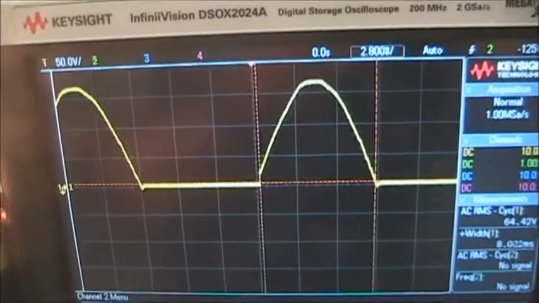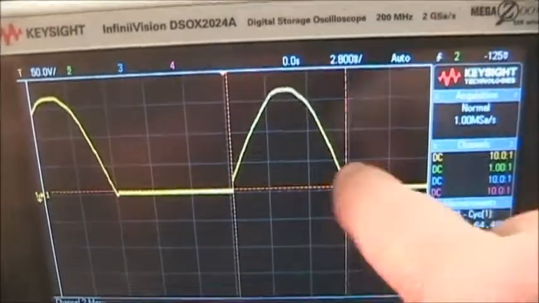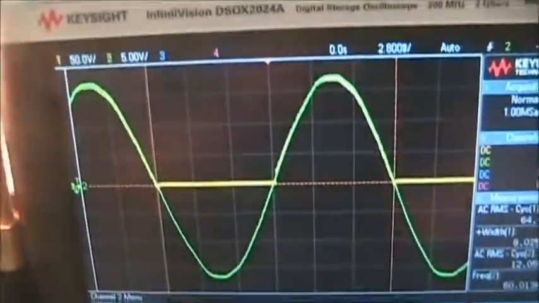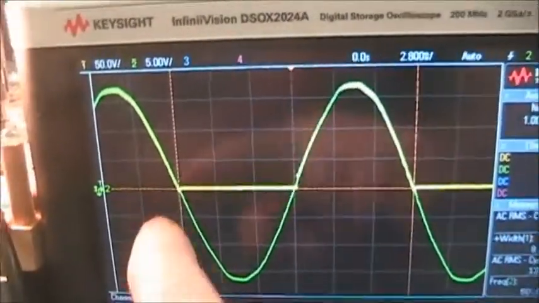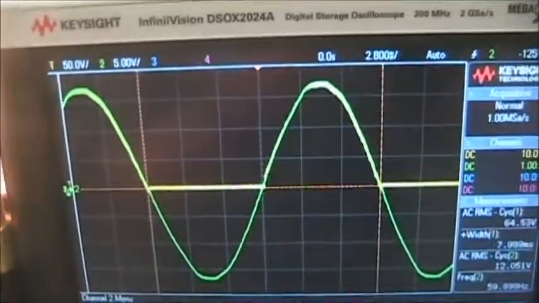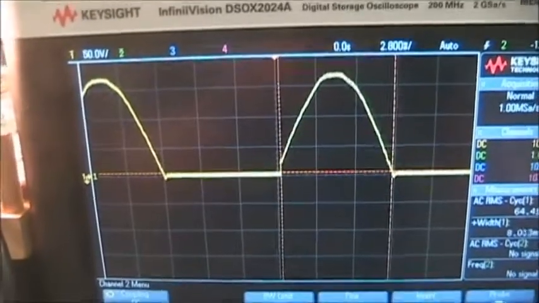Like I said, the lamp is represented by the yellow signal, and the difference between the green and the yellow is the SCR. So the SCR is blocking all of this green until it goes to the yellow signal.